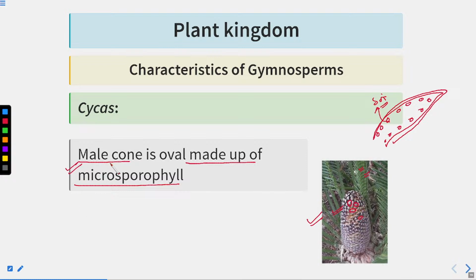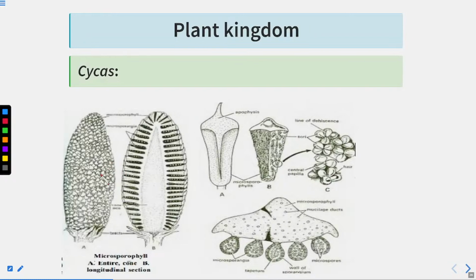In the case of a male plant, they have the male cone, and in the case of a female plant, they have the female cone. So let us see this male cone. Again, this is the male cone. You can see the similar structure, and this is a sporophyll-like structure. Here, this is the transverse section. This is the longitudinal section of the cone. And this is showing one sporophyll, right?